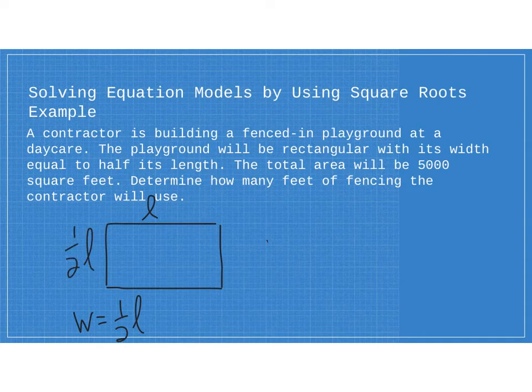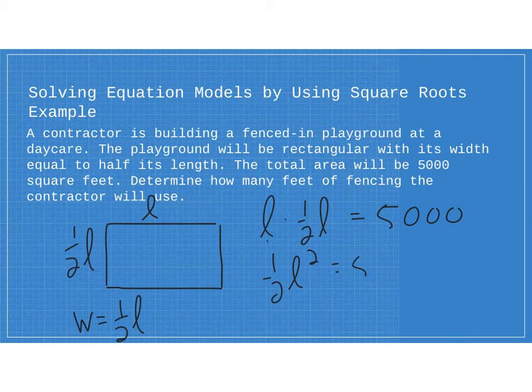So then to find the area, we just multiply. So we have L times 1/2 L, and that has to equal total area of 5,000. Well, L times L is L squared, so you get 1/2 L squared equals 5,000.